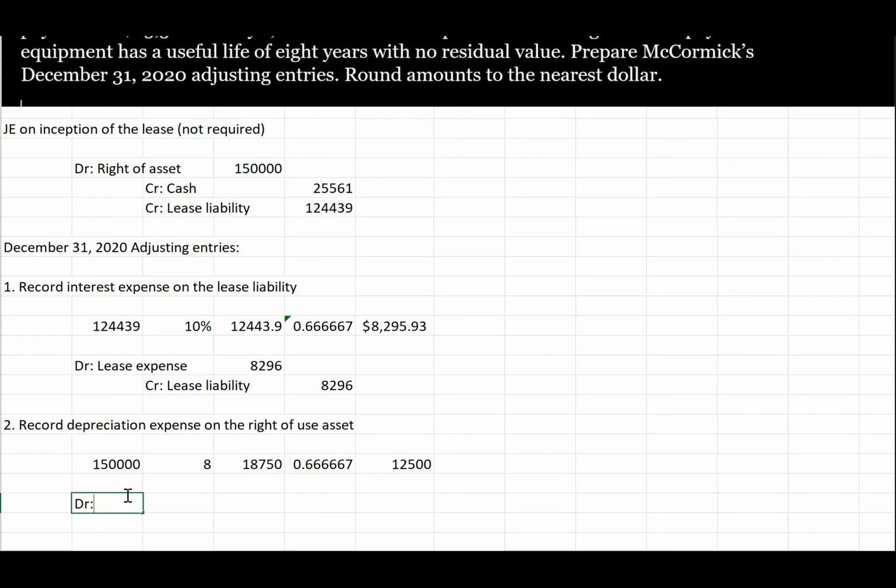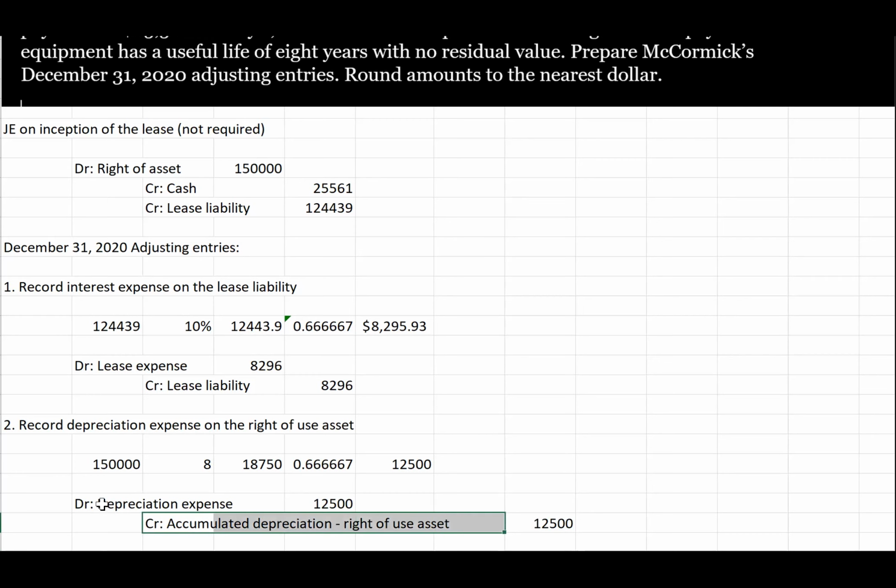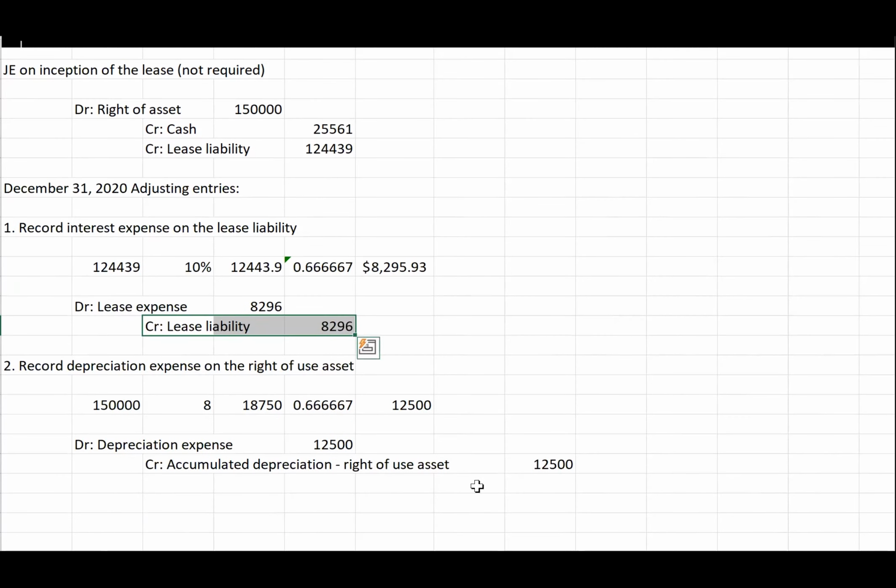And I'm going to record debit depreciation expense, 12,500. And I'm going to record credit. Remember, I'm not going to hit the right of use asset directly. I'm going to hit accumulated depreciation, right of use asset. And this is going to be for $12,500. So it's important to note that this hits an accumulated depreciation account. So we don't hit the right of use asset directly, but we do hit the lease liability directly. We don't have an accumulated depreciation account for that. And that's what your adjusting entries would look like.